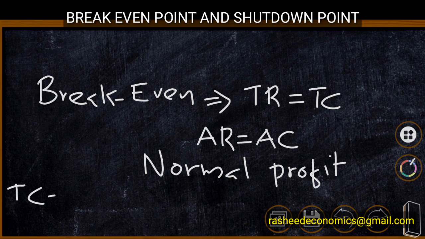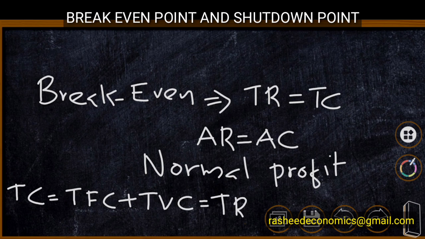Total cost of a firm is equal to total fixed cost plus total variable cost, and at the point of break even, a firm's total revenue will be equal to this total cost. It means that the firm is able to cover both the fixed cost and variable cost. Now let us analyze the condition of break even using a diagram.